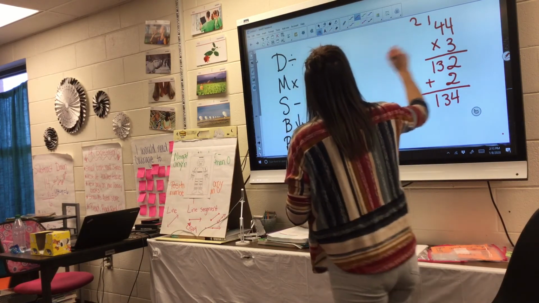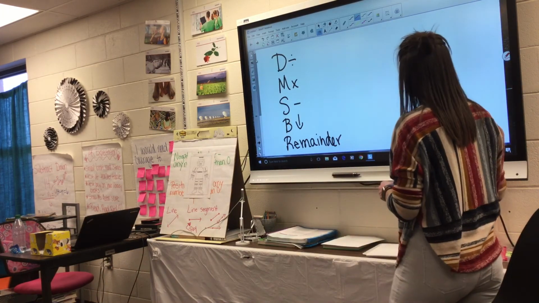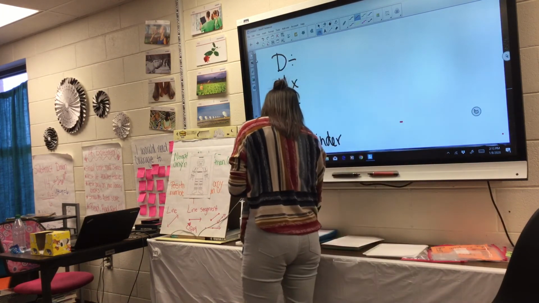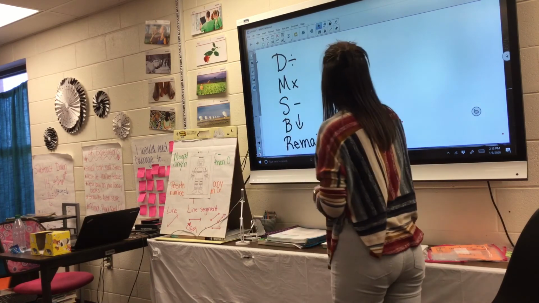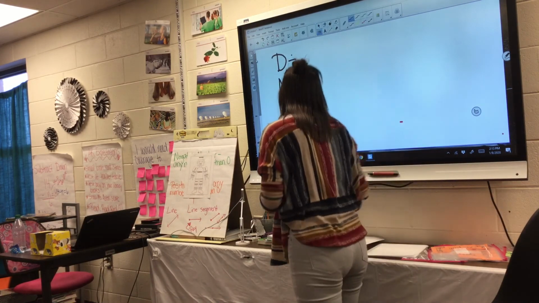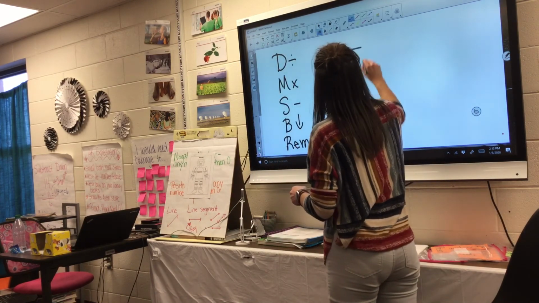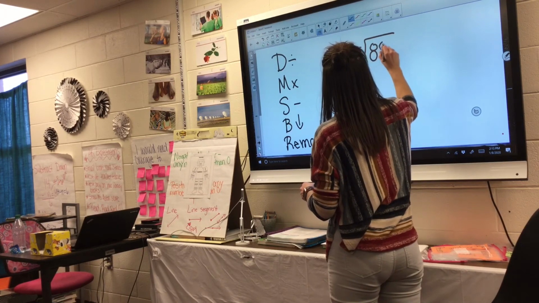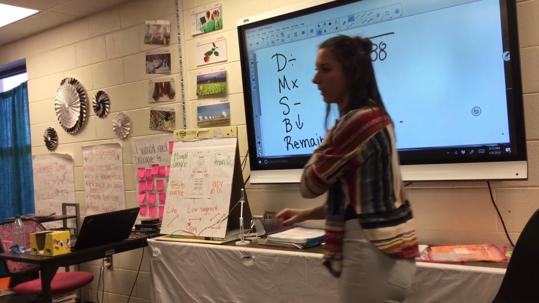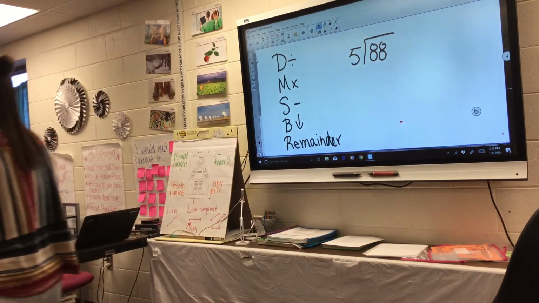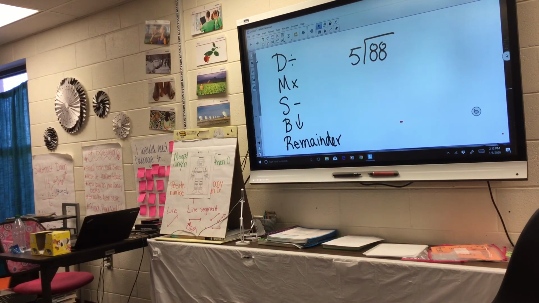Okay, I'm going to set a problem up. I want you to walk through it with your group, and then we're going to go to RTI. So the problem is, in a different box, 88 divided by 5. Walk through it with your group. Okay. How many times can 5 go into 8? 1.